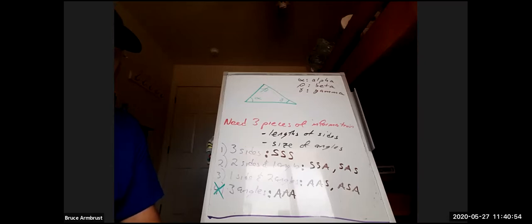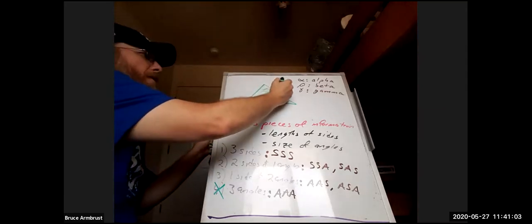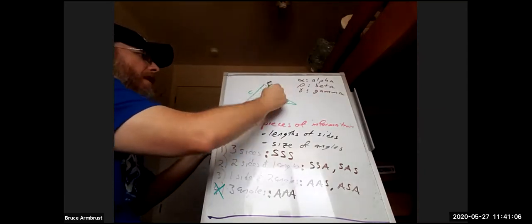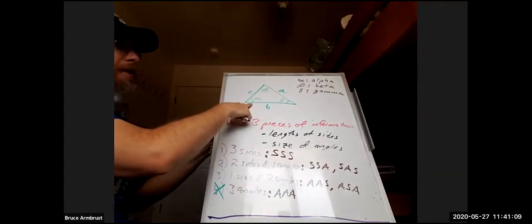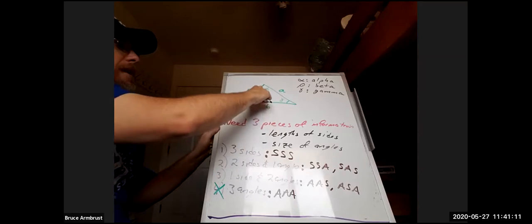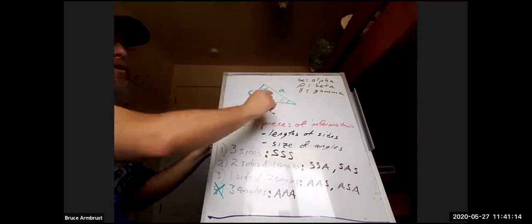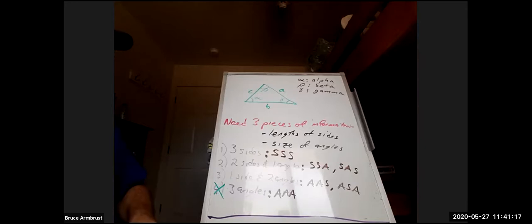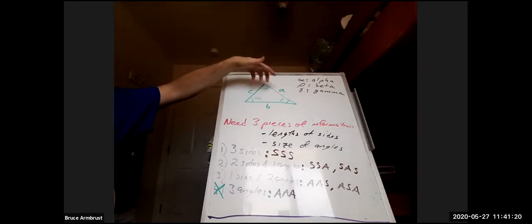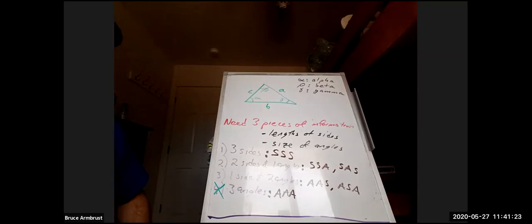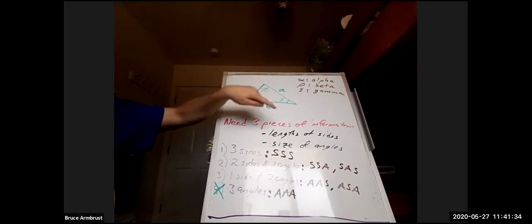Now, for the side lengths, we're going to use English letters. We're going to use A, B, and C. But we're always going to have them so that A is the side opposite alpha, B is always the side opposite beta, and C is always the side opposite gamma. In terms of where you put the specific angles or sides, it doesn't really matter as long as those opposites are using the same positional letter. So A always goes with alpha, B always goes with beta, and C always goes with gamma.